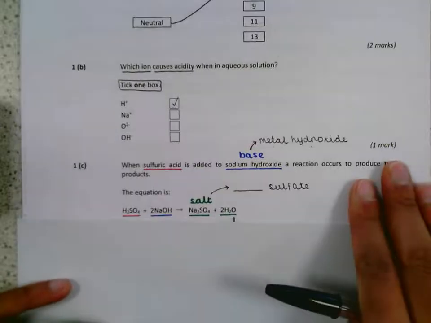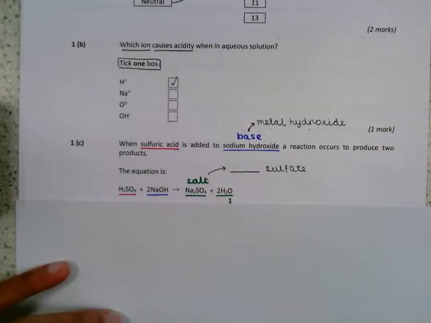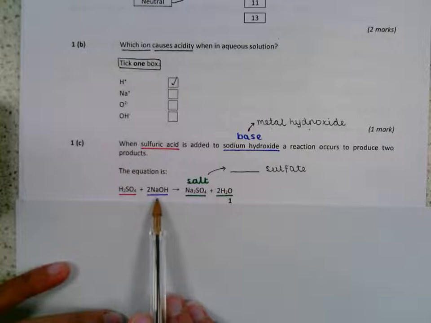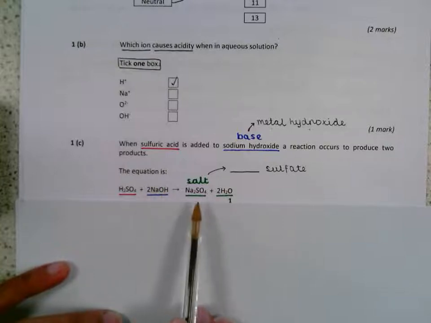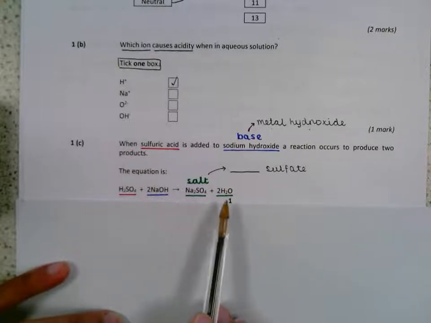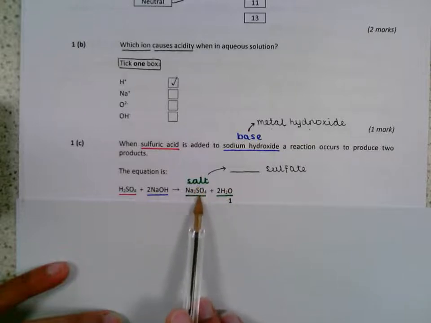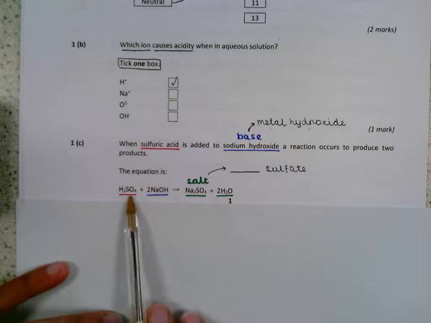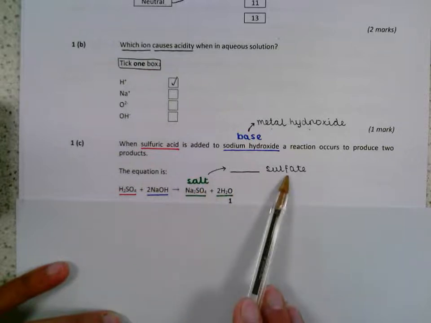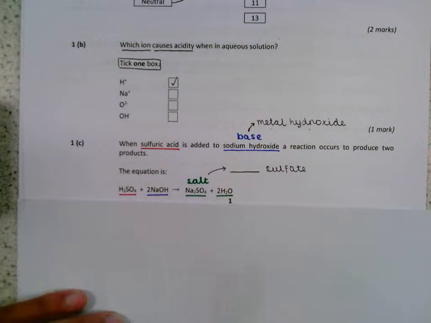The equation is H2SO4 plus 2NaOH, so OH, the hydroxide group, changes into Na2SO4 plus 2H2O. This is salt, and salt is neutral. Now, the salt that sulfuric acid produces will be something sulfate. What would the salt be if it was hydrochloric acid or nitric acid? Well, the answer is something chloride or something nitrate.